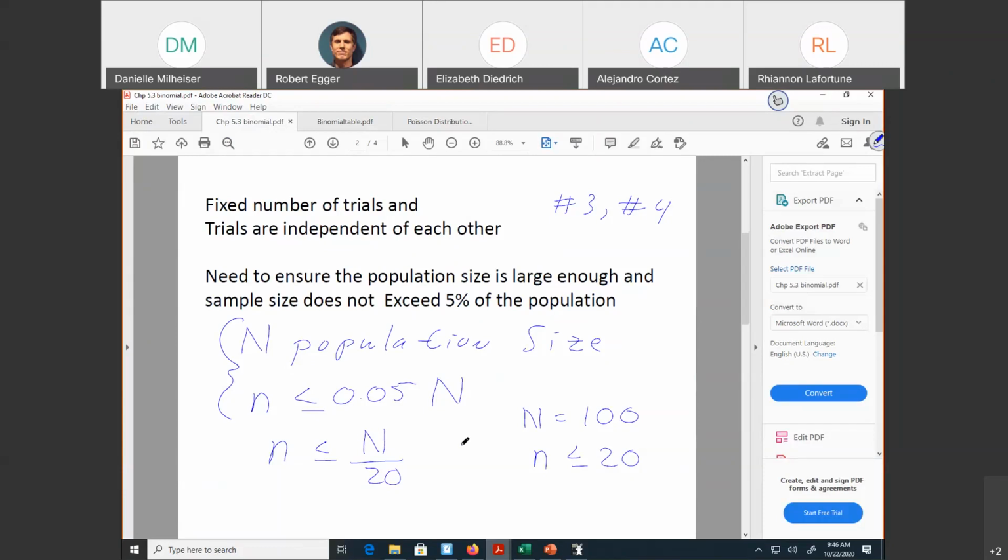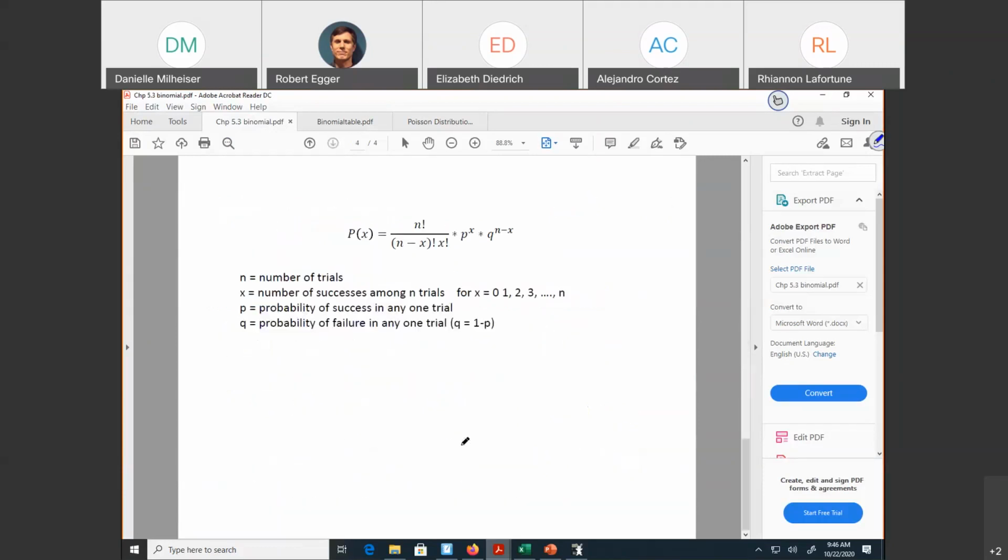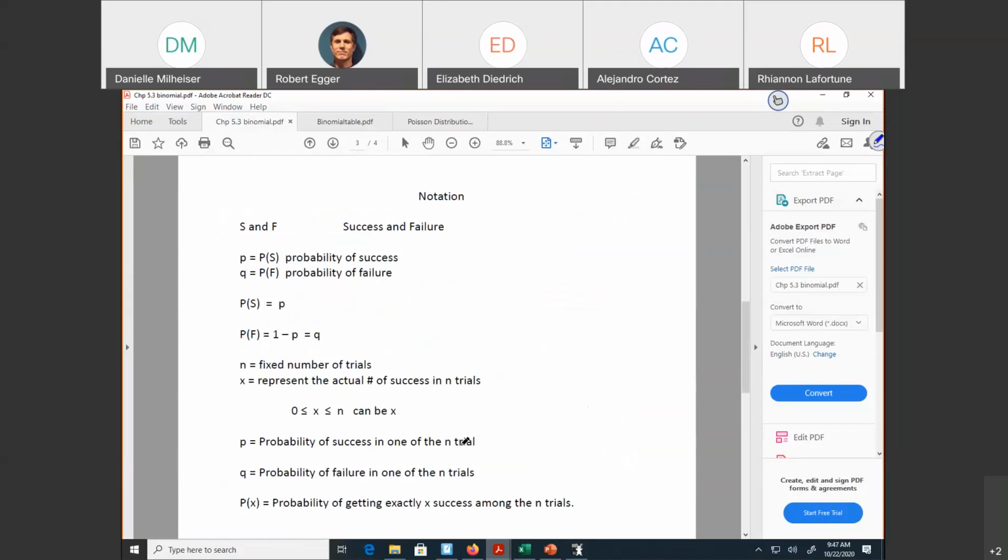Let's see. Some notation for binomial distribution. Basically, we can use S and F for success and failure. So probability of S, we'll call little p, probability of success. Probability of F, failure, we'll call Q. And of course, if the probability of success is P, the probability of failure has to be 1 minus P, which we call Q.